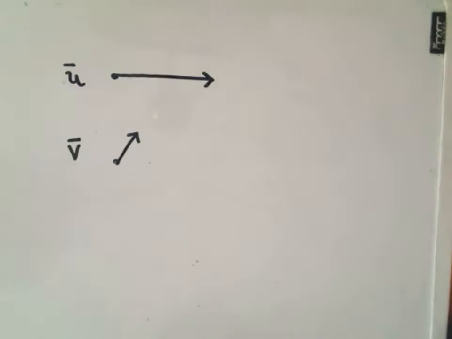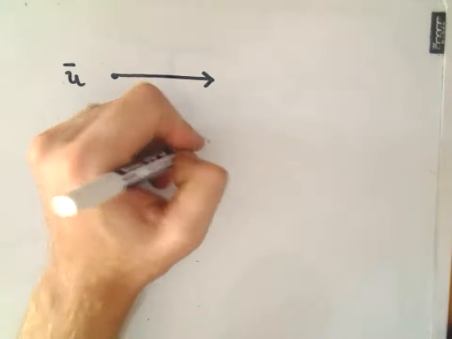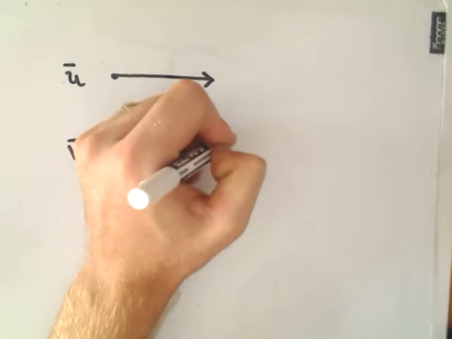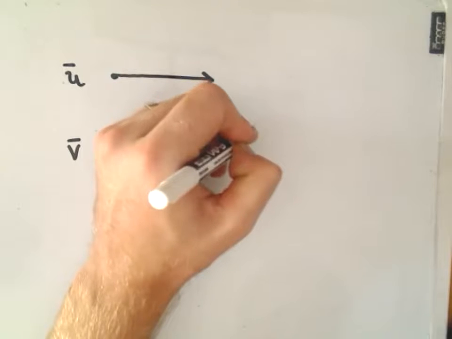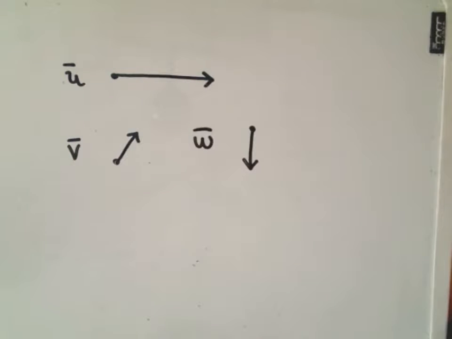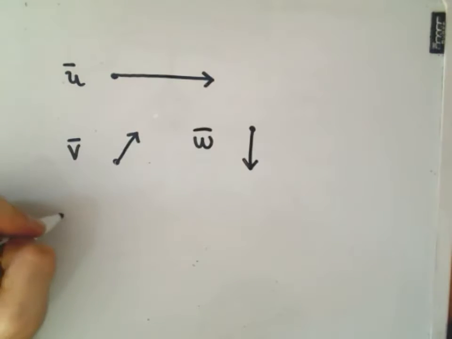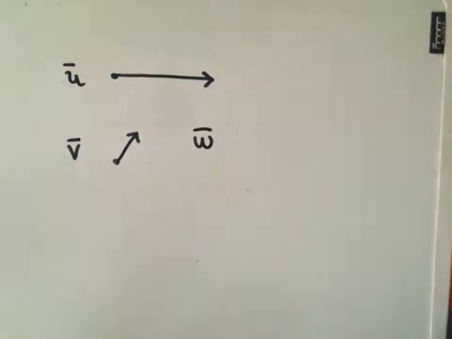Okay, so maybe let's do another vector addition problem. Let me add 3 of them. Suppose that's vector u, vector v. Suppose vector w is just a vector pointing straight down. Okay, so now if we do the same thing, and let's make vector w a little bit longer.